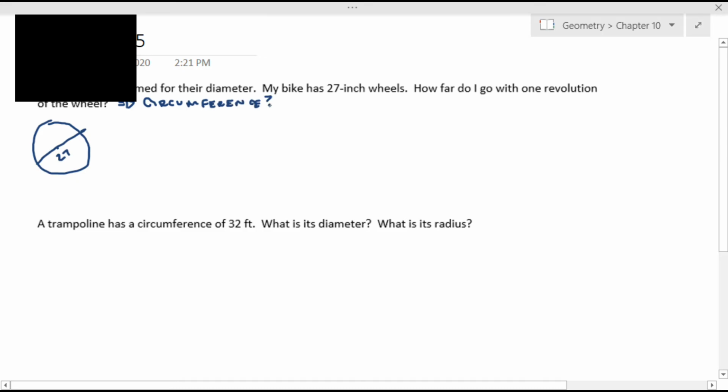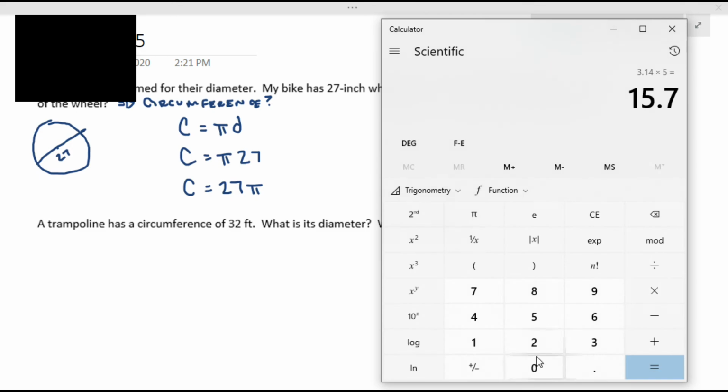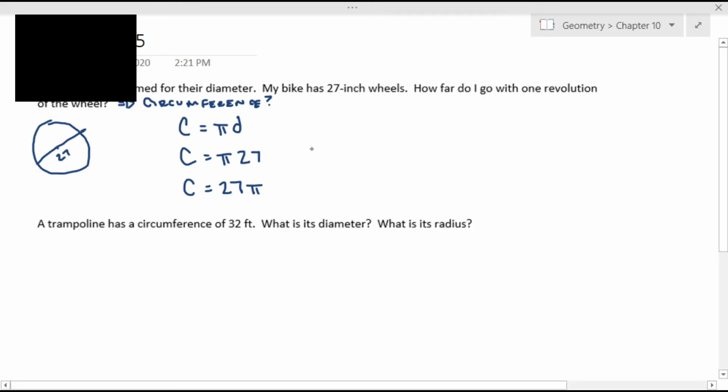Okay, pause it, try this. All right, circumference is equal to pi times diameter. So circumference is going to be pi times 27. An exact answer would be 27 pi, but let's do it in the calculator. So we would have 27 times 3.14, that's 84.78 inches. Either one of these answers is perfectly fine.